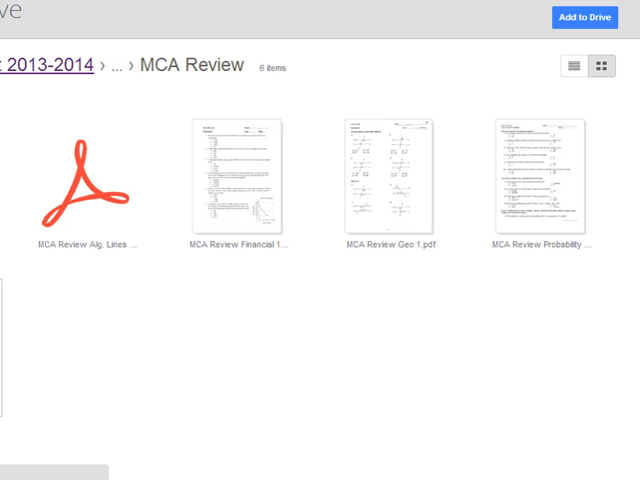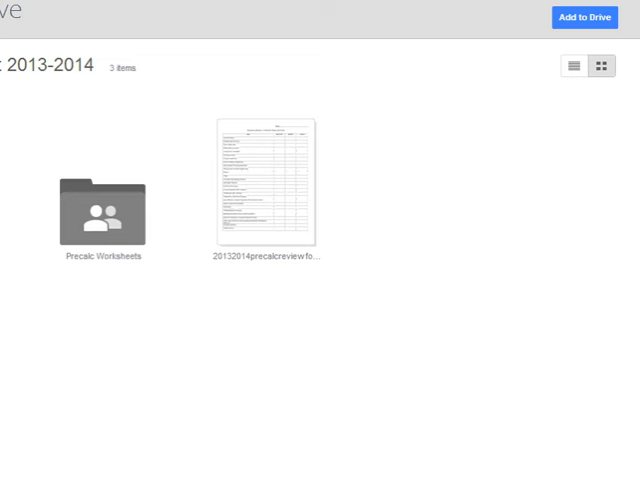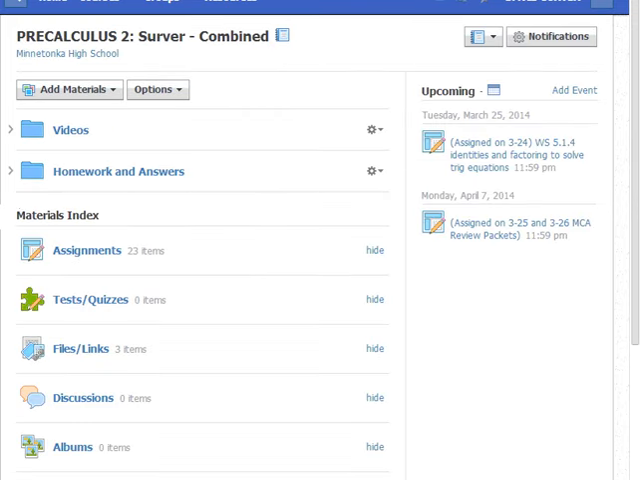Okay, I'll back this up so you can see a little more of where it is. It starts out in your homework and answers area. Specifically, you click on the blue folder that says homework and answers in Schoology. Once you're in that, you click through to find course worksheets.